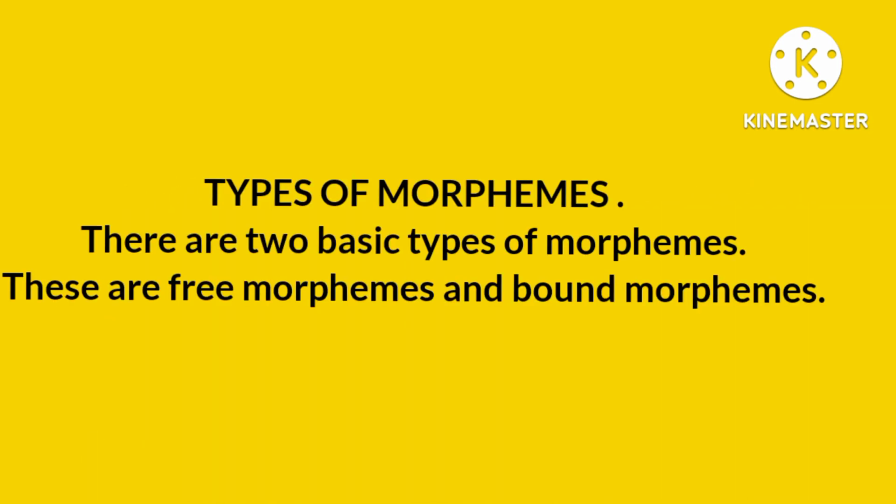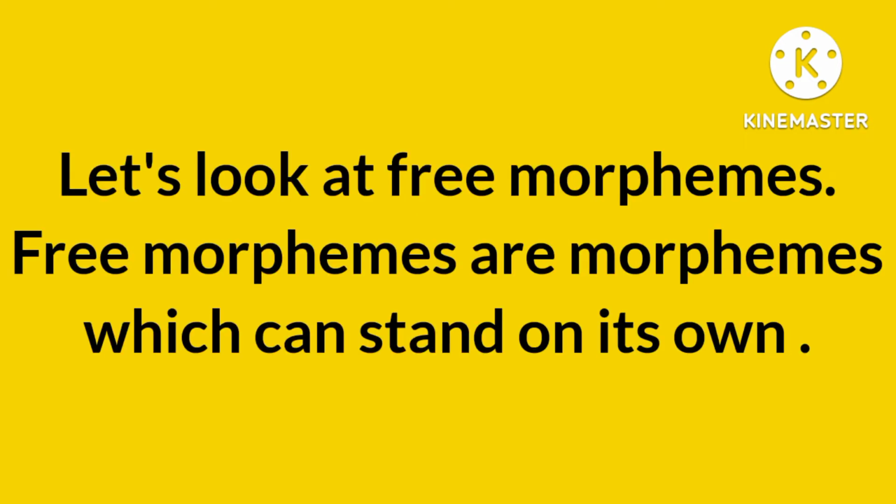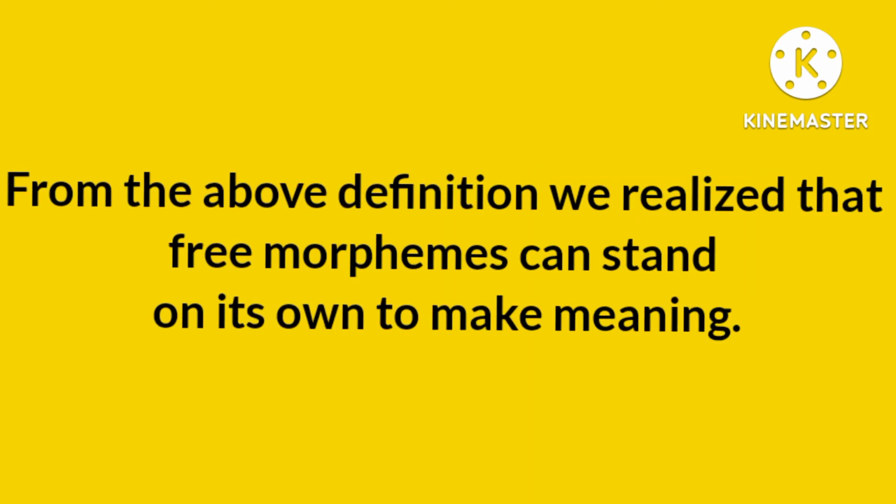Let's go to the types of morphemes. There are two basic types of morphemes. These are free morphemes and bound morphemes. Let's look at free morphemes, then after that, we go to bound morphemes. Free morphemes are morphemes which can stand on their own to make meaning. This means that this kind of morphemes make sense on their own.